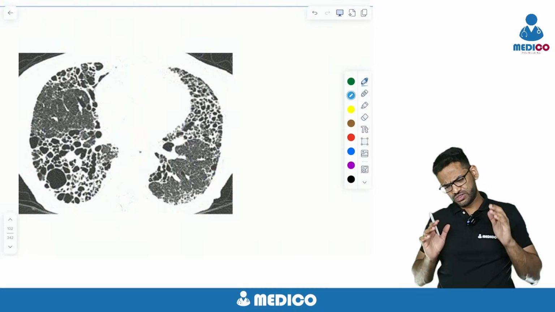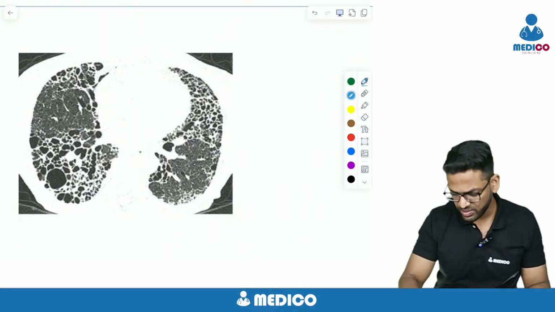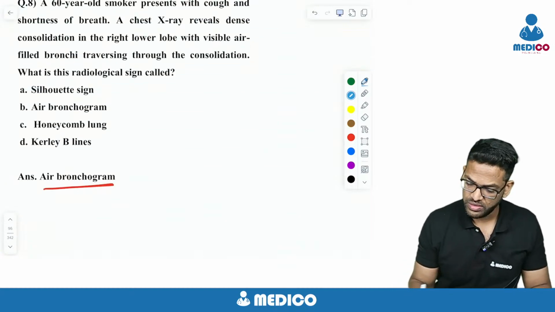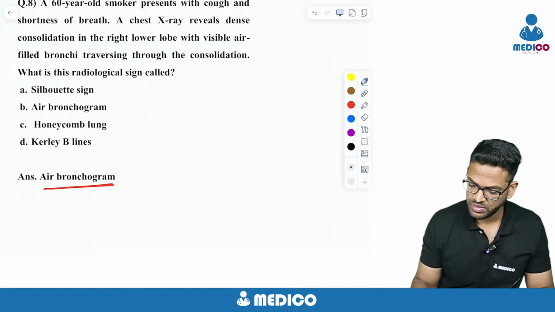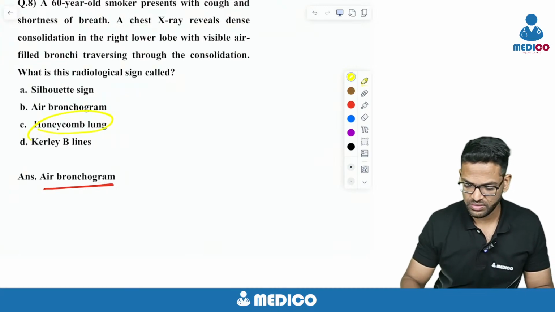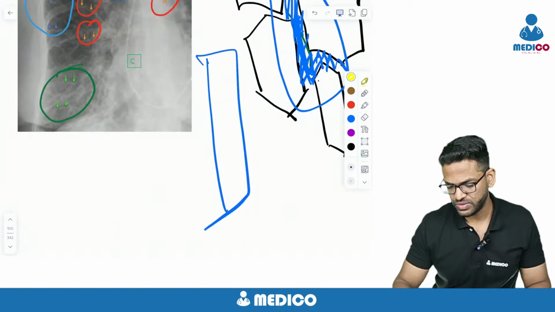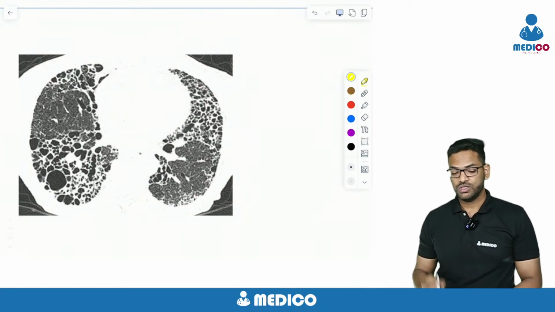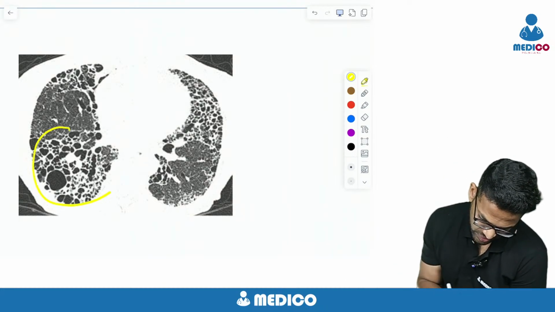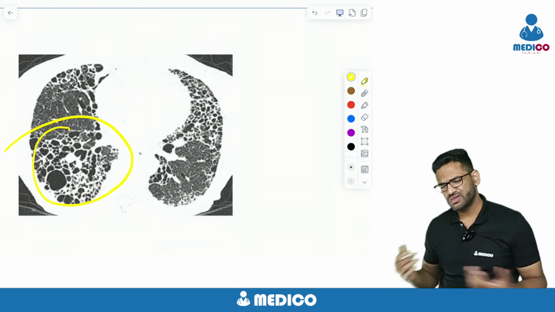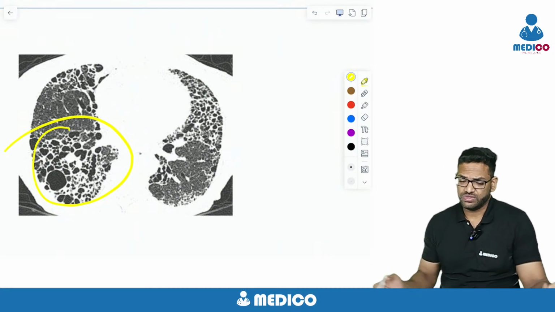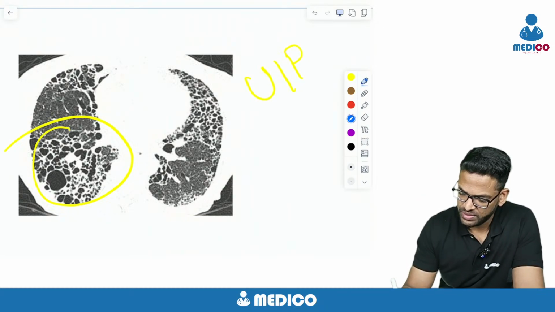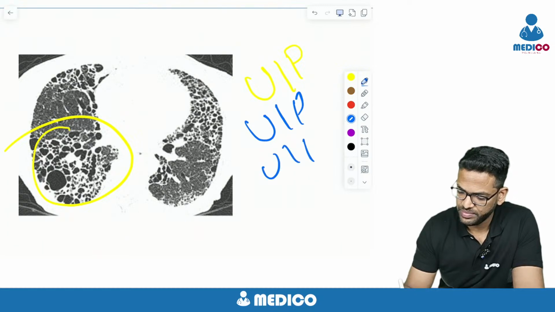Now I want you to look at this image. Why am I showing you this image? Because one of the options was honeycombing of lung. I want you to look at this option very carefully. If they can ask you as an option, they can ask you as an image as well. So this is honeycombing. It looks like a honeycomb, right? I don't want to explain much further, but what you need to know is honeycomb for UIP.